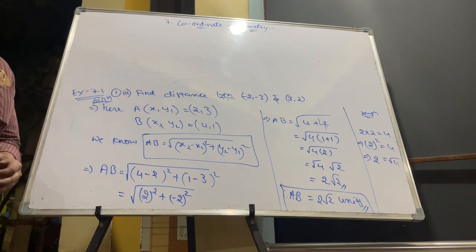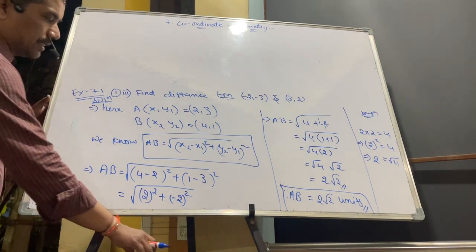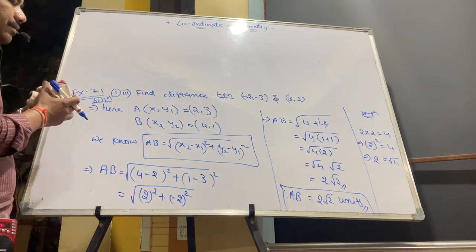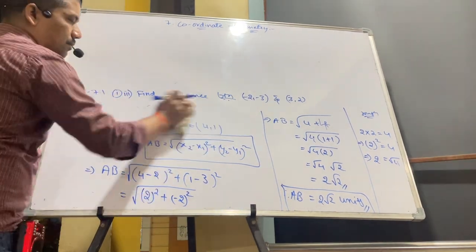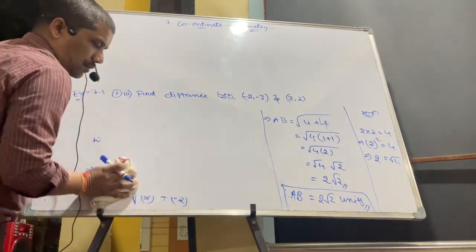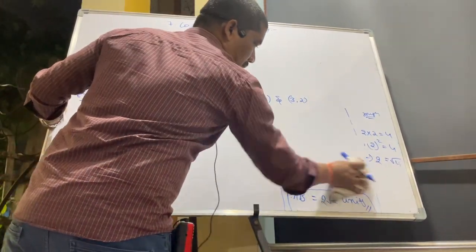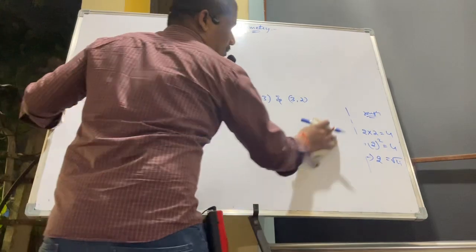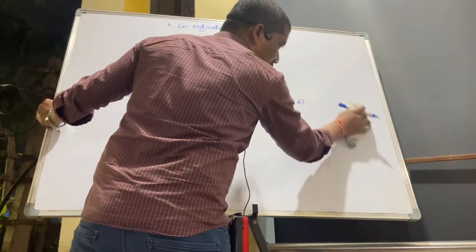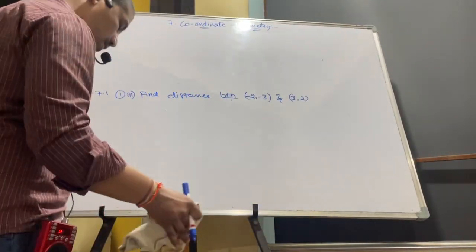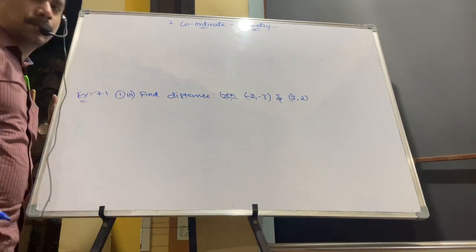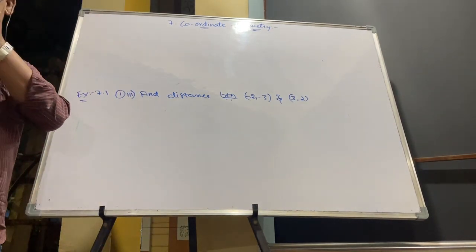Yeah, so listen here. Next. Maintain rough work on the right side column in your book and keep a separate book. Yes, sir. Okay?